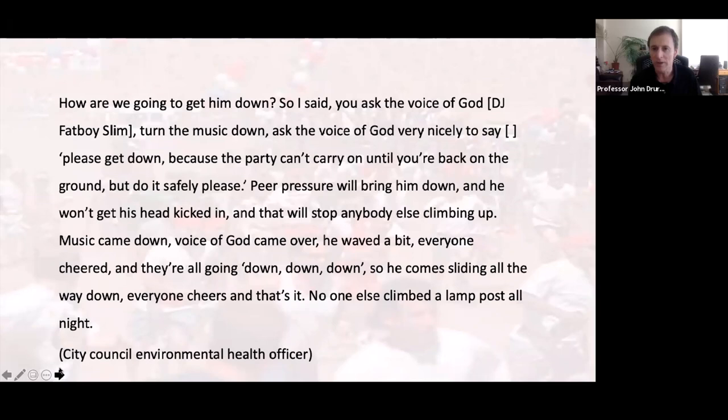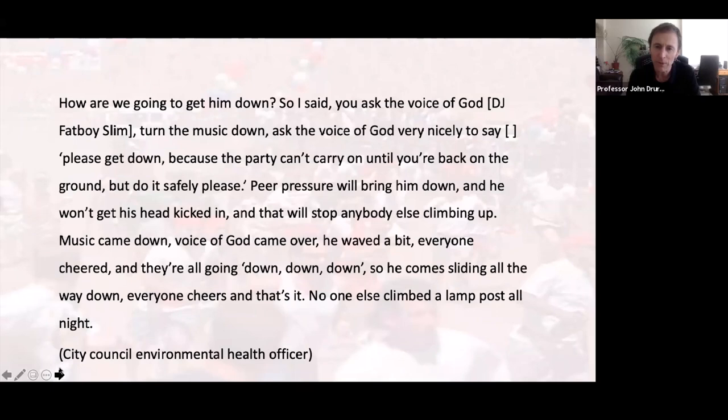And then because of the influence of the DJ, that will influence other people to encourage the person to come down. And also because you've got this safety norm, he won't get his head kicked in. We're all friendly. We're all nice about this. And it will also stop other people climbing up.